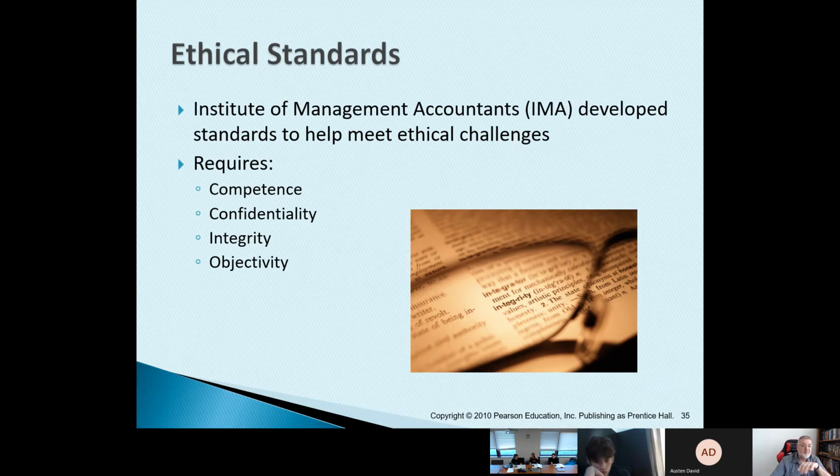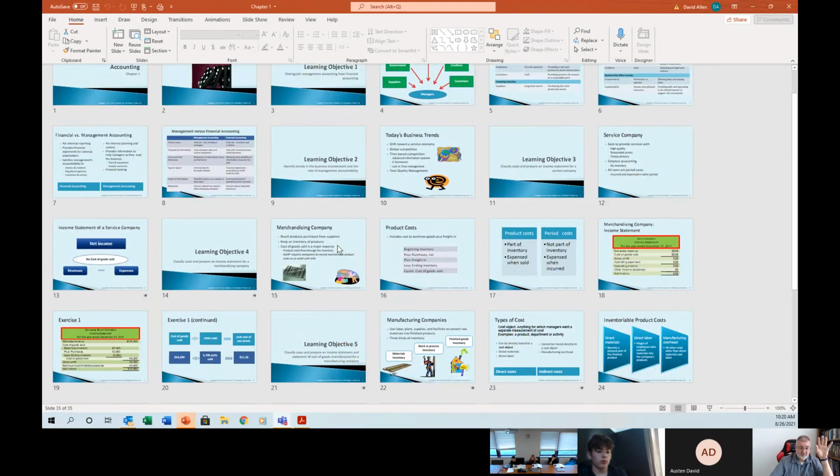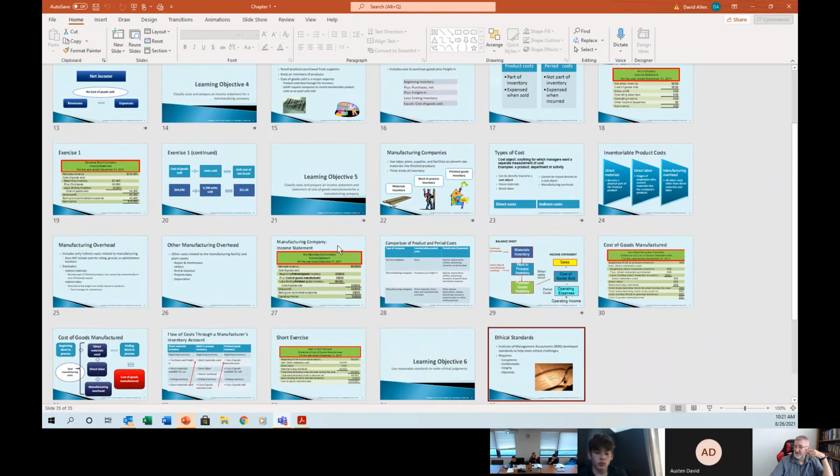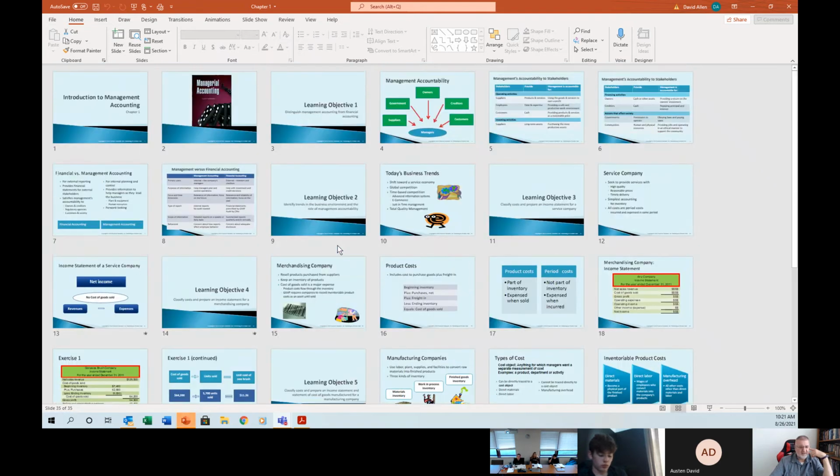Okay. I'm going to go through the ethical part of this fairly quickly. I'm not going to beat you guys up about it. I think there is a question on the homework assignment about it. So the Institute of Management Accountants, IMA, develops standards, okay? Competencies, we need to be competent in what we're doing. Confidentiality, we have to hold both our purchasers' and our suppliers' information confidential. We have to operate with integrity and objectivity, okay? Pretty straightforward. We just went through all of those slides, okay?